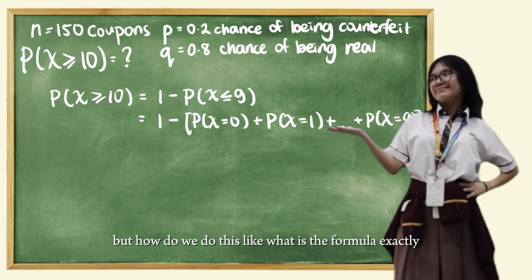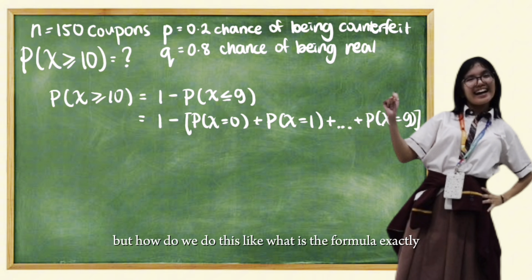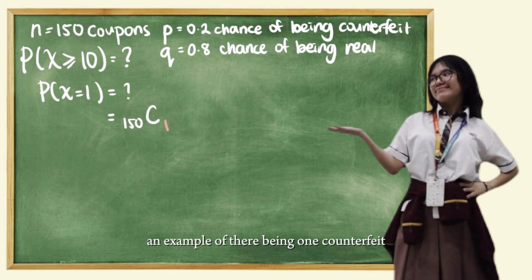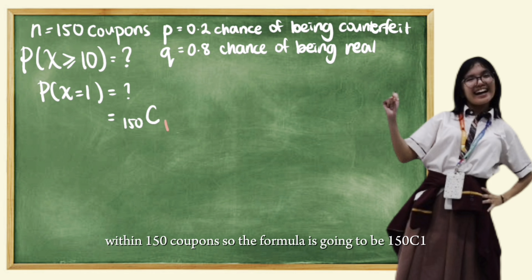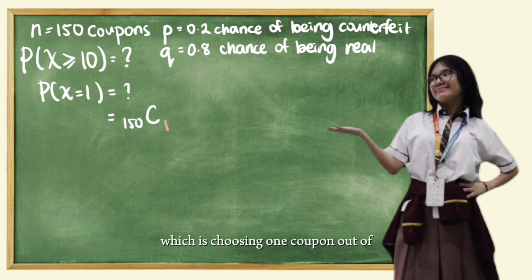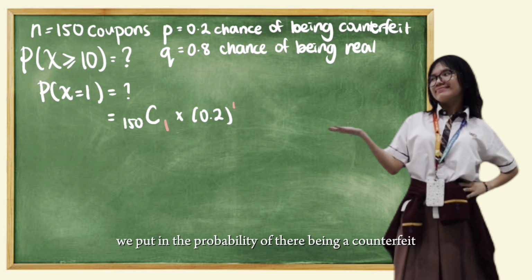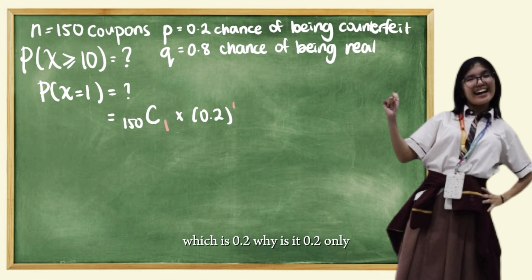But how do we do this? What is the formula exactly? Easy! Let's say an example of there being one counterfeit within 150 coupons. So the formula is going to be 150 choose 1, which is choosing one coupon out of the 150 because one coupon is going to be a counterfeit. And then we put in the probability of there being a counterfeit, which is 0.2.